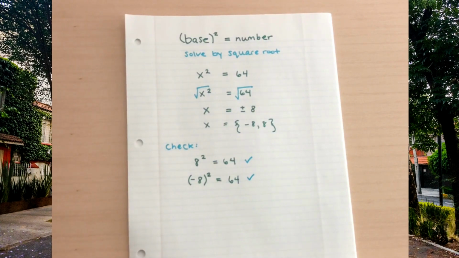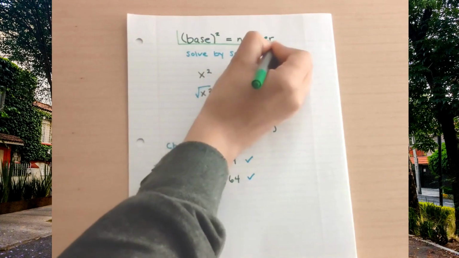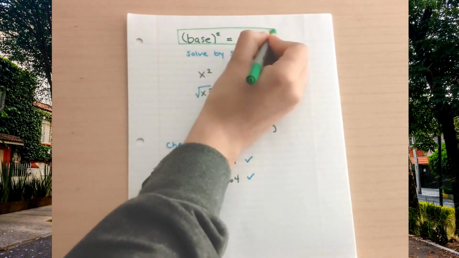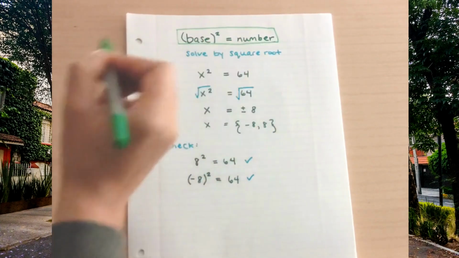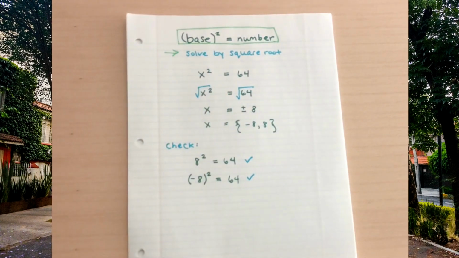And it's always a good idea to check your answer. And remember, whenever you see equations set up in this format, where you have a base squared equal to some number, you solve by taking the square root.